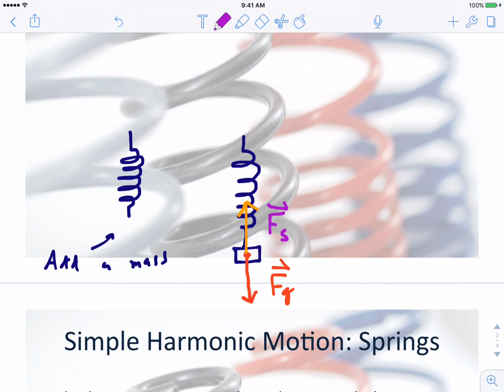So the spring would be pulling back. Now, there would be an equilibrium position. If the mass is held in place, the spring force and the force of gravity in this case would be canceling out with each other. If we pull down on that mass, the spring force becomes bigger, and if we push up on the mass, the spring force would become smaller.